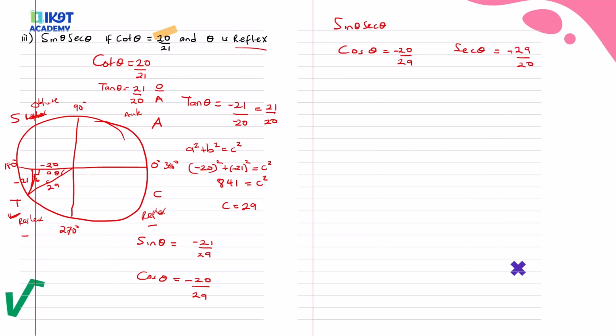So sine theta sec theta is going to be: sine theta is negative 21 out of 29 times negative 29 out of 20. So this and this would cancel. So what do we get? Negative 21 out of 20. Sorry, positive, because negative times negative. It's positive 21 out of 20. So by that we found the answer to that question.